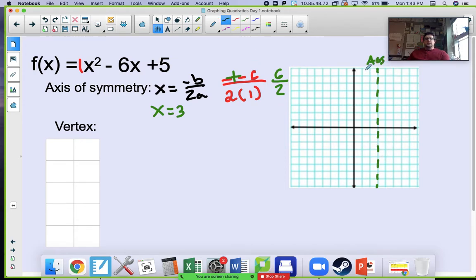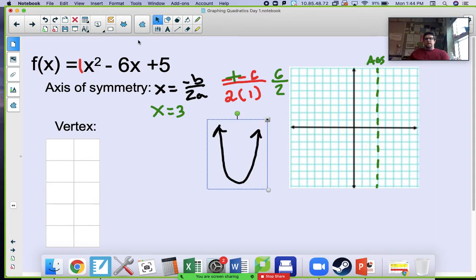So what that's telling us is somewhere on this axis of symmetry is our parabola. Maybe it's way up here, maybe it's way down there, somewhere right here. It's not over here, not over there. Somewhere on this line we have our parabola. So now we're going to go see if we can find it. We're going to find the vertex.